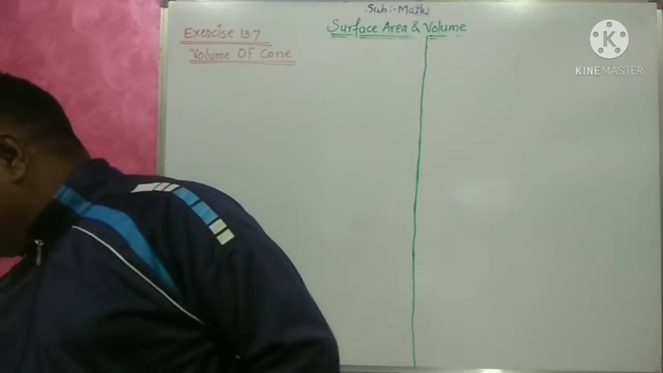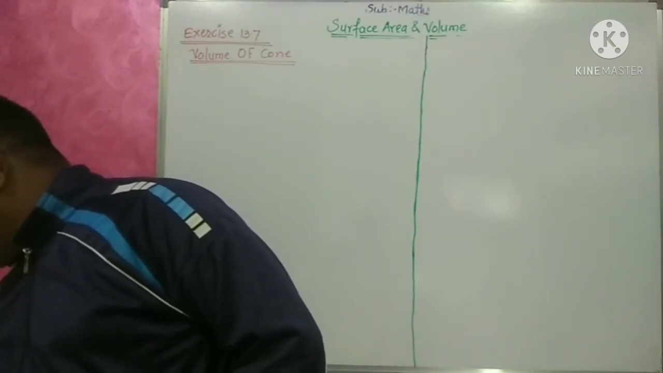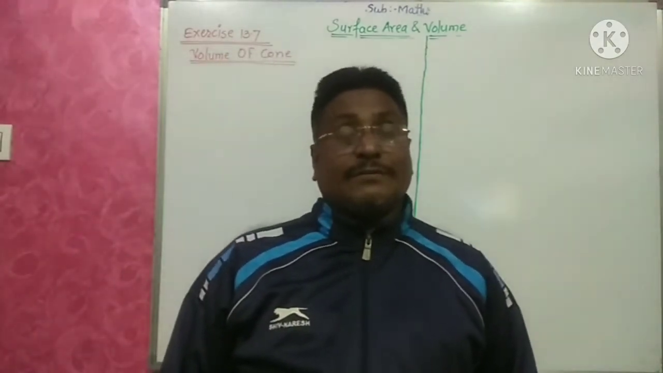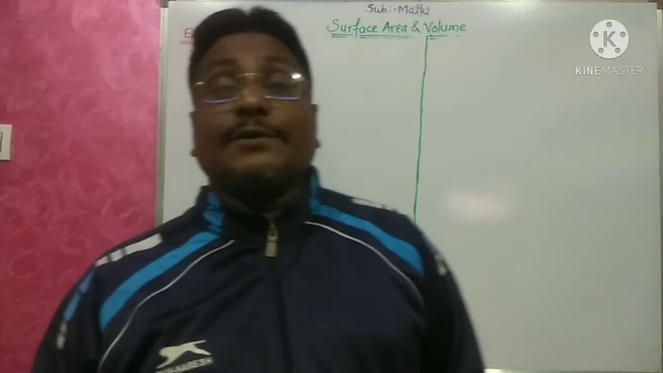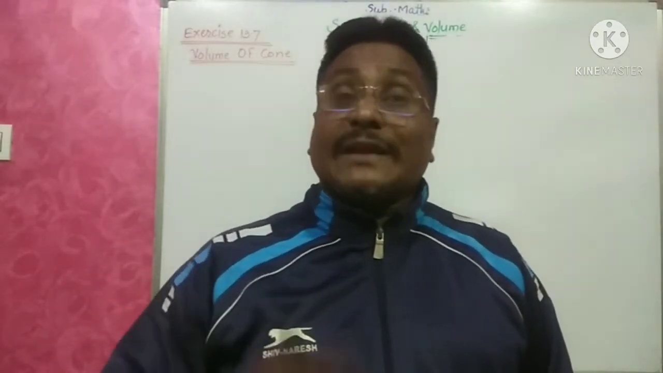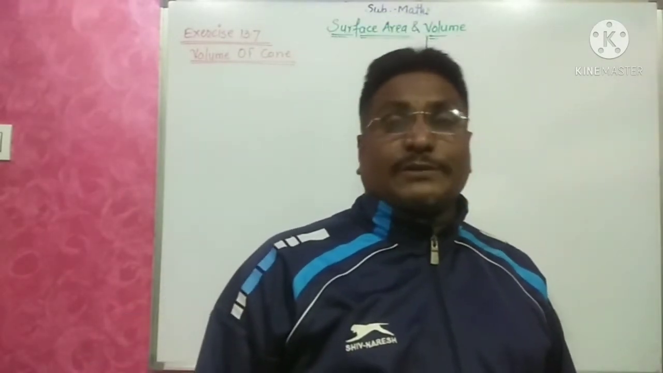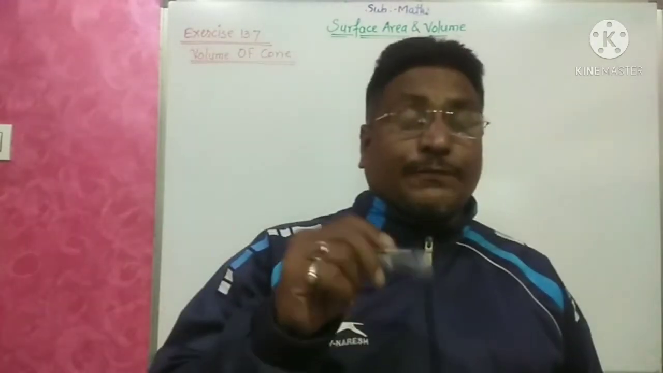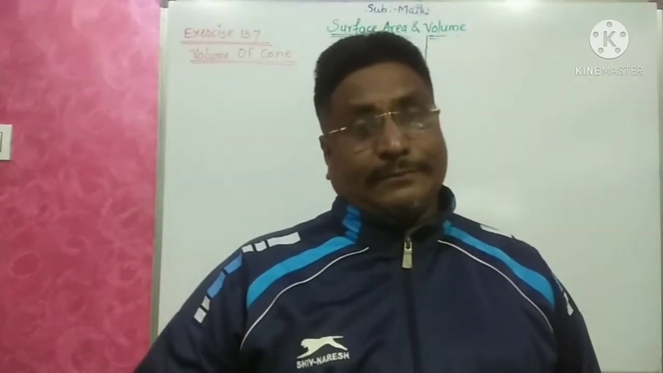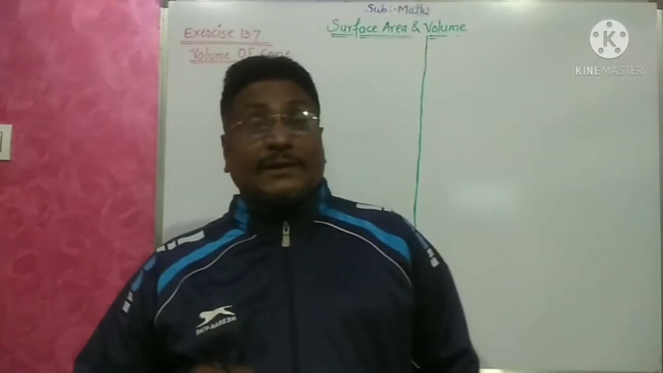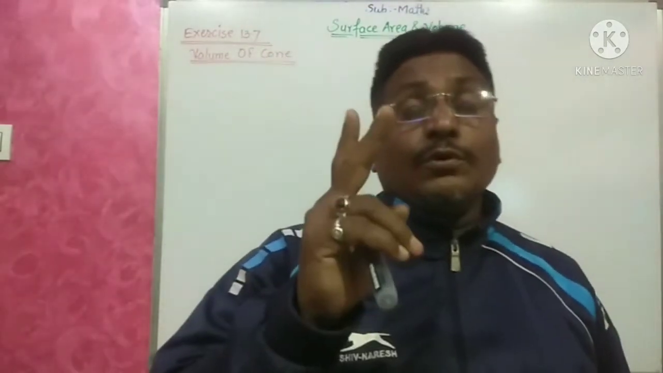Now the second question. Find the capacity in liters of conical vessel. Conical vessel means cone is given. And capacity, already I told, capacity means the volume of that solid. So here also we have to find the volume of cone, but here we have to find the volume in liter. In which unit we have to find? Liter. For that purpose I already gave two conversions.